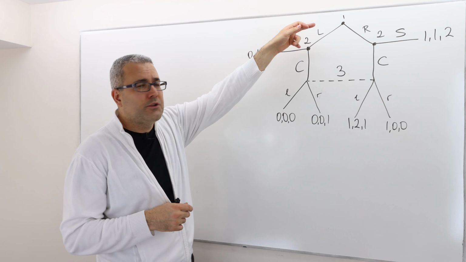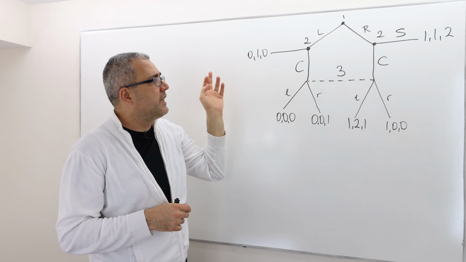Player 1 moves first, chooses left or right. Then after observing the first player's choice, player 2 chooses S or C. If he chooses S, the game is over with respective payoffs. If he chooses C, the game continues and the third player chooses the final actions, left or right, small l and small r. And these are the final payoffs.